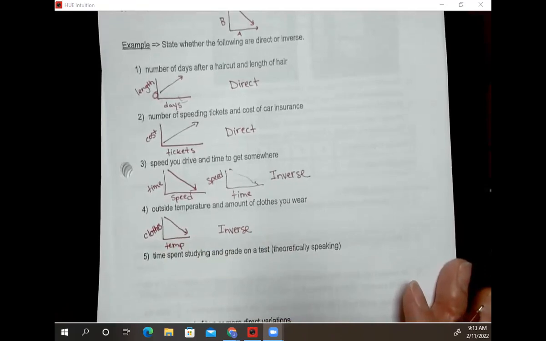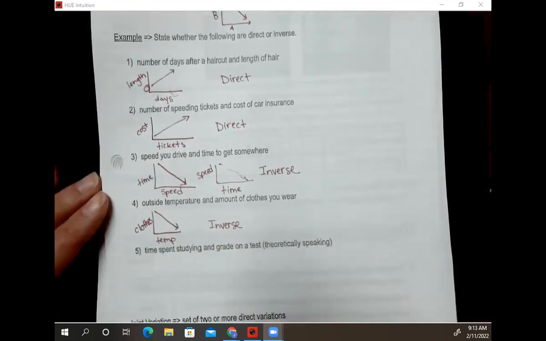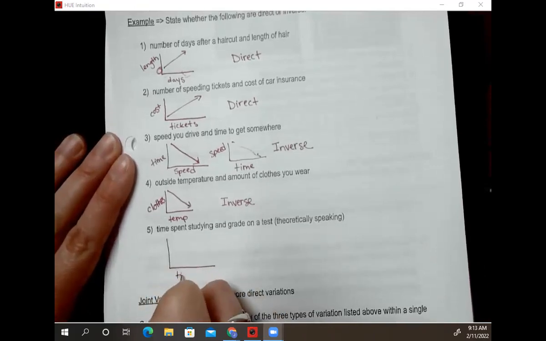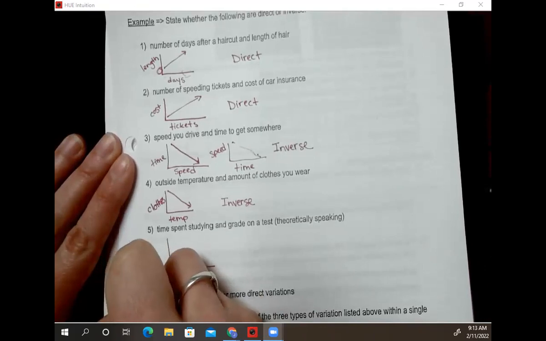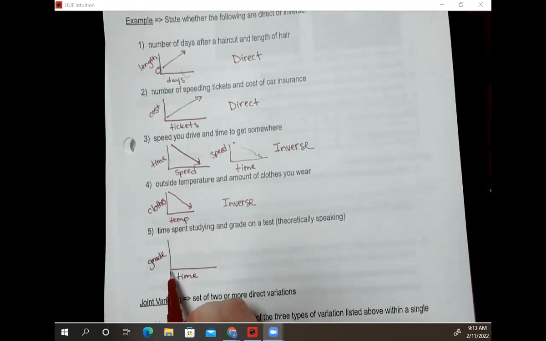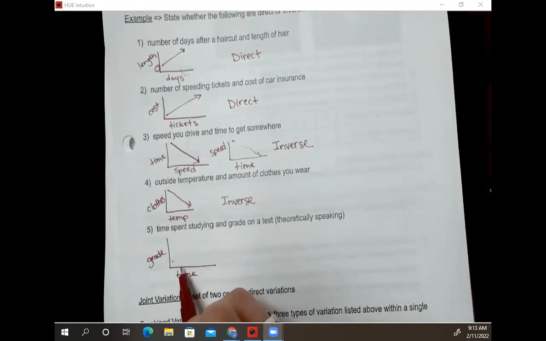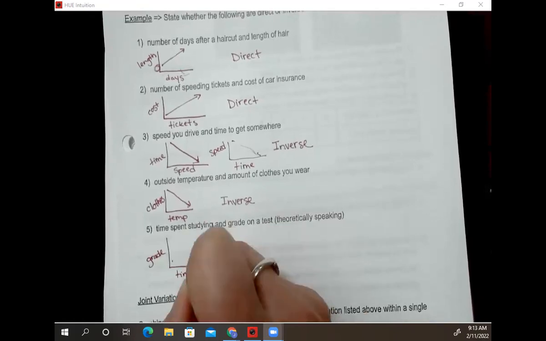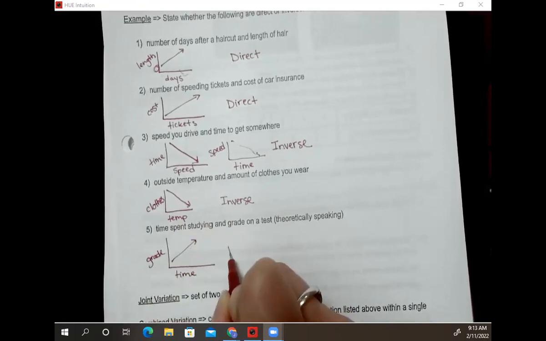And then number 5, time spent studying and your grade on a test, what you would expect. So time and grade. We're talking algebra 2 here. If I spent no time looking over problems, asking questions, what would I expect out of my grade? I didn't do any of the homework. I would probably expect that grade to be low. If I did my homework, I spent time on the review, what would I expect? A higher grade, yeah. That is direct variation.